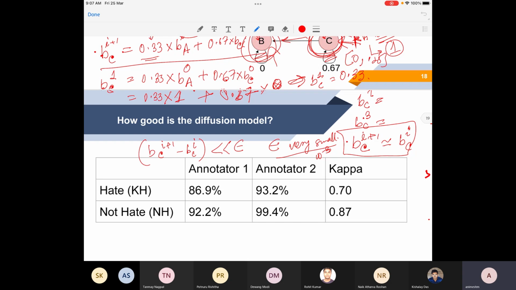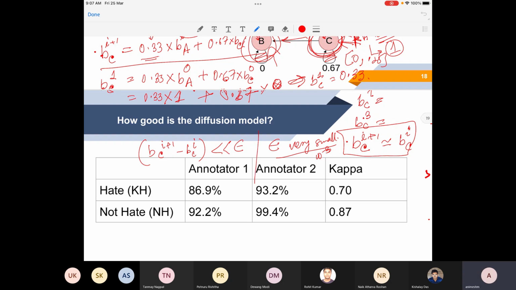And in order to do that, what we did was we picked up some 100 users from this set of labeled users, if you may say so. And then we asked two annotators to give their judgment as to whether these people are actually hateful or these people are actually non-hateful. Okay.